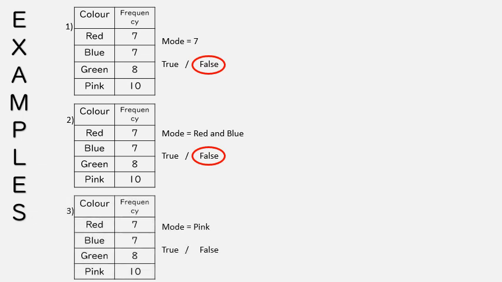What about this one here? It's saying the mode is pink. Well, remembering that the mode is the most common or the highest frequency, they are correct. Pink is the mode because if we look down the frequency column, 10 is the highest number, but the mode isn't 10, it's the colour pink. So that one's true.